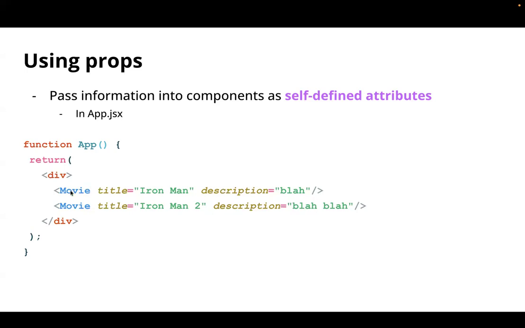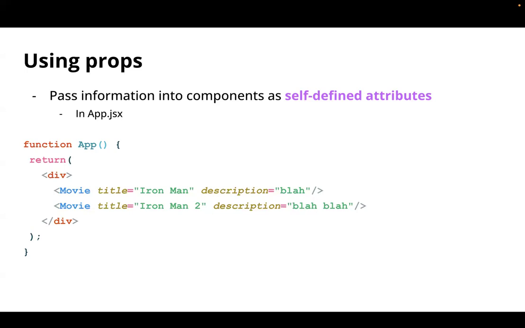If I were to understand this in terms of a function, this would be a function called movie, and I am passing in two parameters. One parameter is title, and for this specific function call, I am giving it the value of Iron Man, and another parameter is description, and I am giving it, in this case, blah. For the next component, the title is element2 and the description is blah blah. So that is the first thing that we need to do.